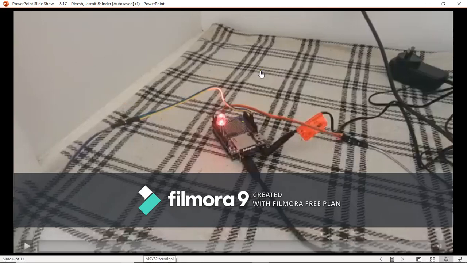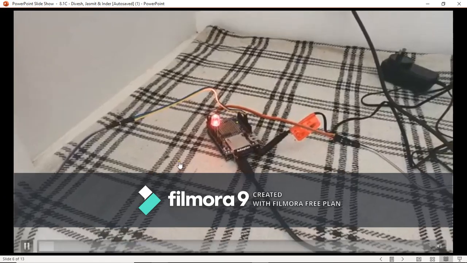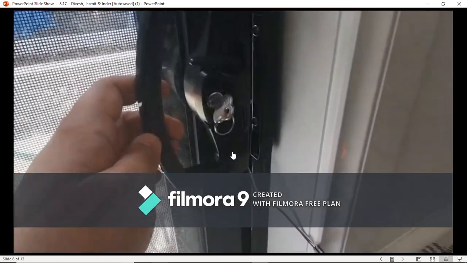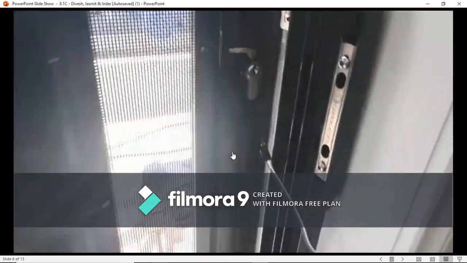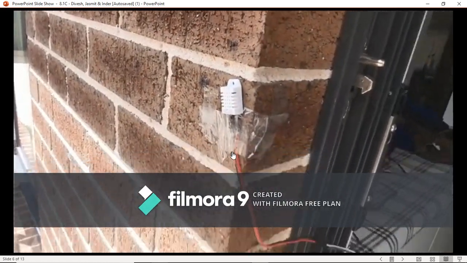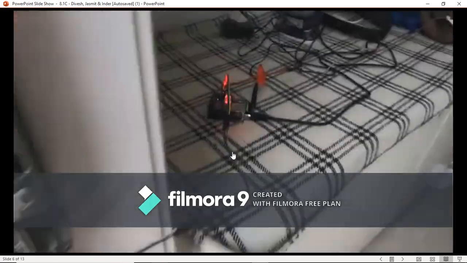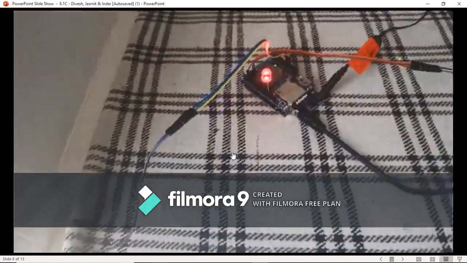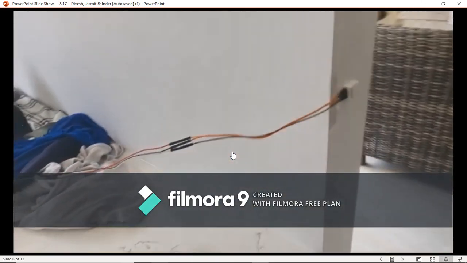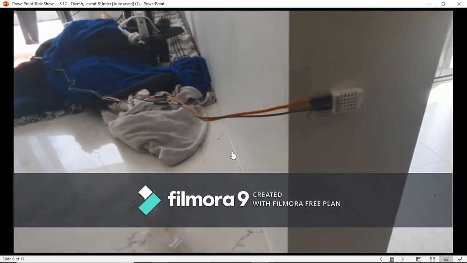So this is the demonstration of our prototype. This is the Arduino board, with the Arduino shield attached. This is the sensor which is outside the house, and currently the LED is on. It means that the appliance is on, and this one is the inside sensor.